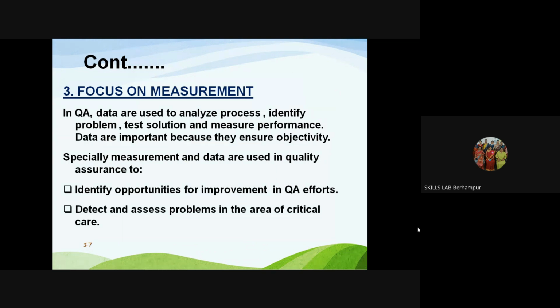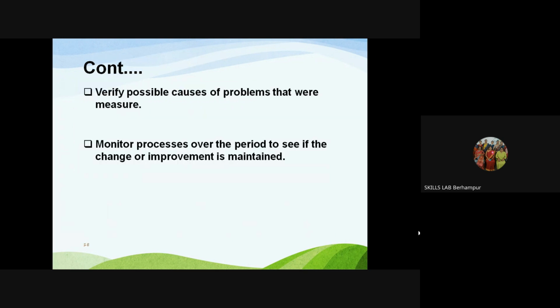Then focus on measurement. In quality assurance, data are used to analyze the process, identify the problem, test solutions and measure the performance. Data are important because they ensure objectivity. They are used to identify opportunities for improvement and to detect and assess problems in the care of critically ill patients. Then verify the possible causes of the problems that were measured, and monitor the process over a period to see if the changes or improvement are maintained.